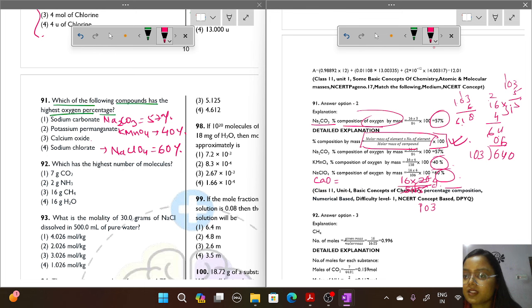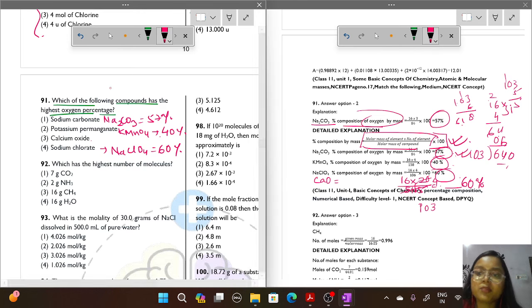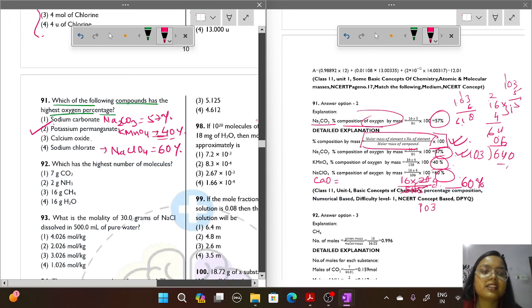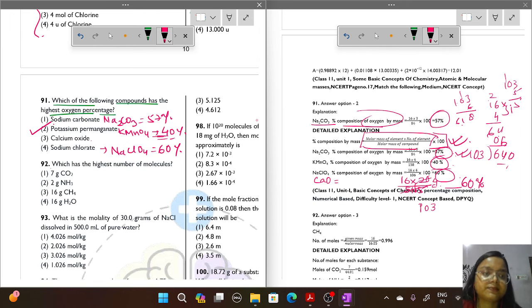Okay, which means that it is 60% something. Okay, it is something 60%. So, potassium permanganate will have the least number. Okay. Potassium permanganate will have the highest oxygen percentage. Option number 2 will have the highest oxygen percentage.